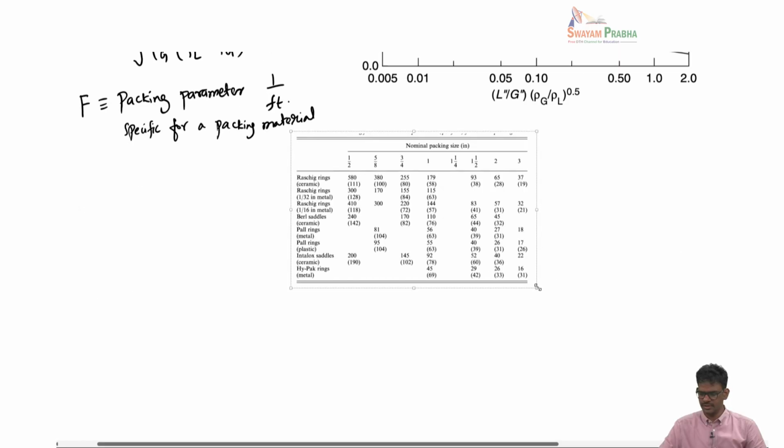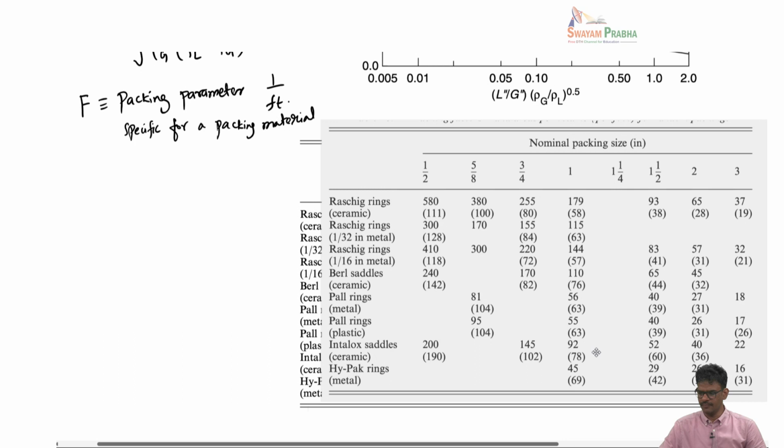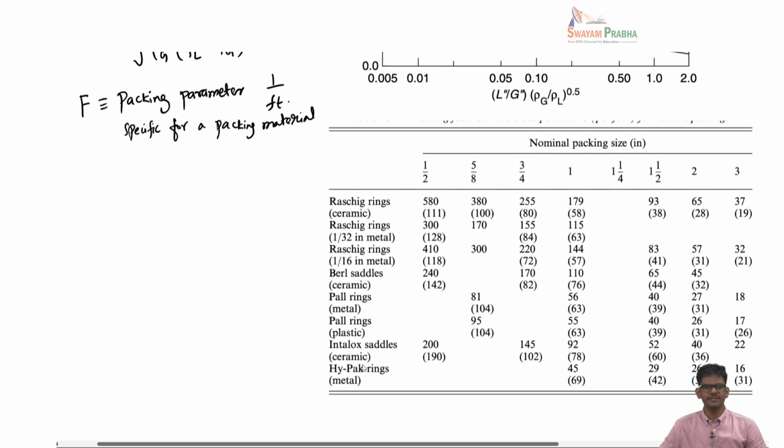So if you look at this particular table, this gives the F parameter values for different kinds of packing material: Raschig ring based on ceramic, metal, Berl saddles, Pall rings, Intalox saddles, high pack rings, and so on. On the left hand side you have different kinds of packing material, and these packing materials can come in different sizes. Here the sizes are given in inches, again English units. You can have half inch, 1 inch, or the biggest would be something like 3 inch. For a given packing material and a given size, the F parameter is given here.